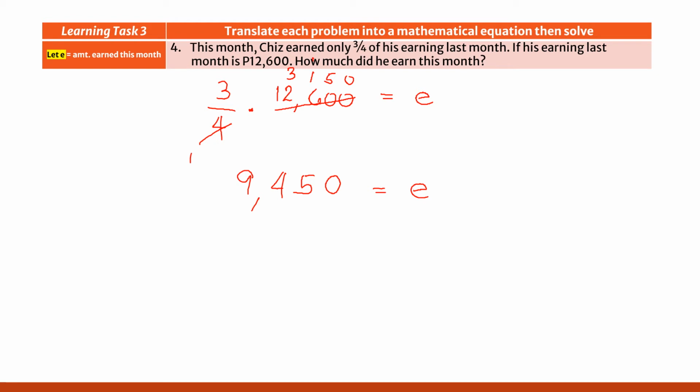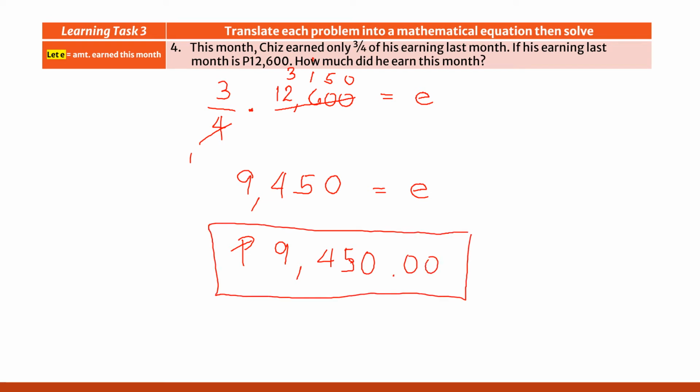So again, magkano nga ang earning ni Cheese this month? It is only 9,450 pesos this month. Okay? Bakit? Kasi sabi nga, ang earning lang daw niya ay 3/4 of his earning last month. Siyempre, mas mababa doon sa 12,600. And 3/4 of 12,600 is only 9,450 pesos. So, eto ngayon, ang sagot dito sa ating problem number 4.